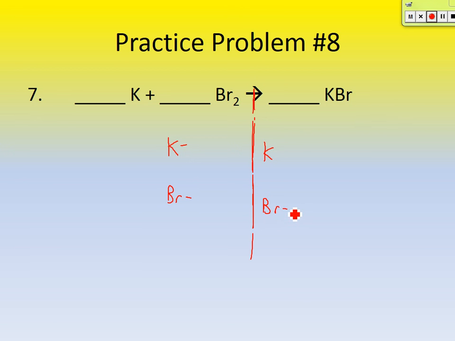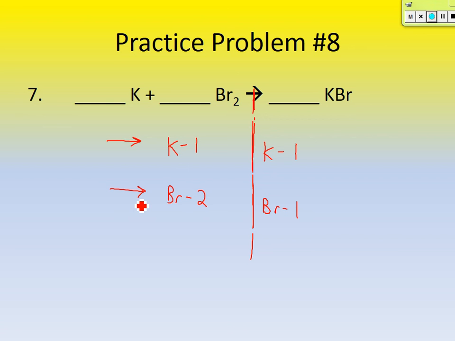Help me out on this. How many potassiums do we have? 1. How many bromines? 2. How many potassiums on the right side? 1. How many bromines? 1. Okay, are my potassiums already balanced? They are. So let's move down to the bromines. Are they balanced? They're not. So how do I balance it?